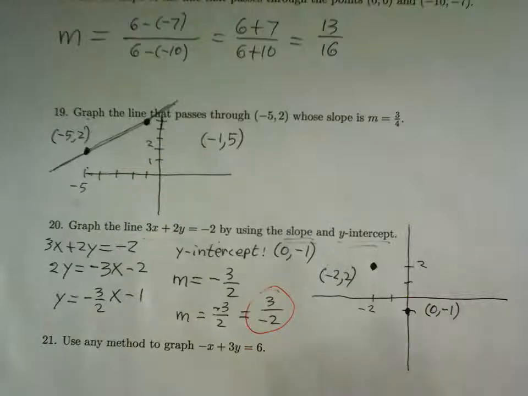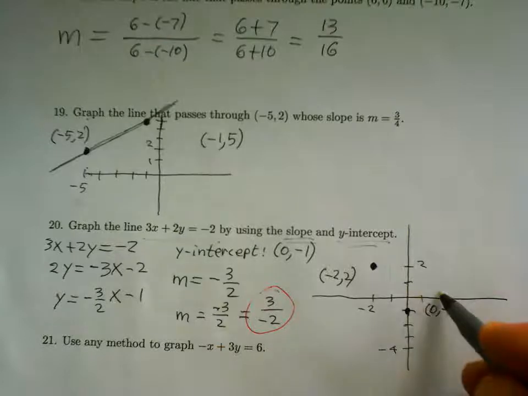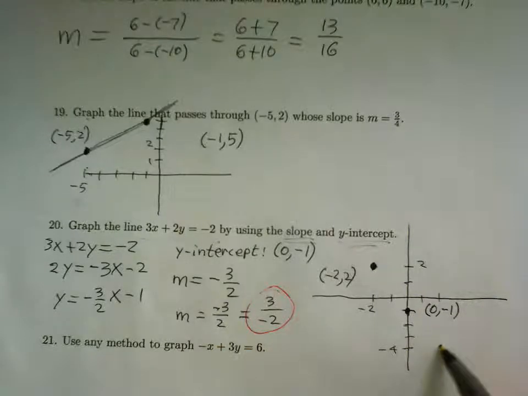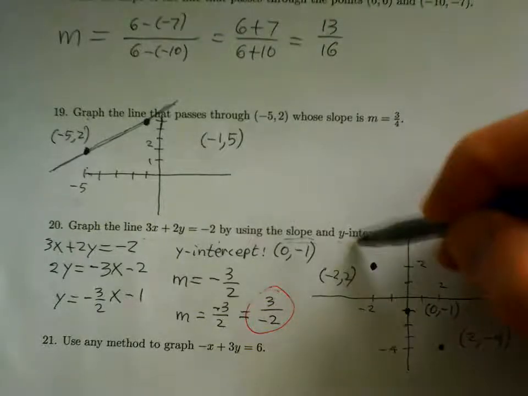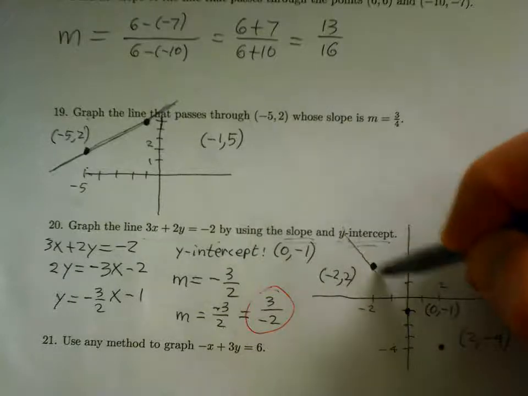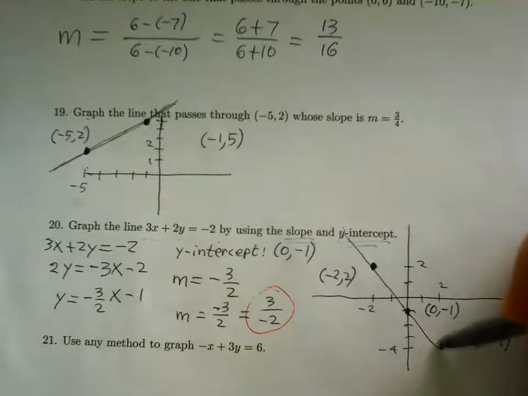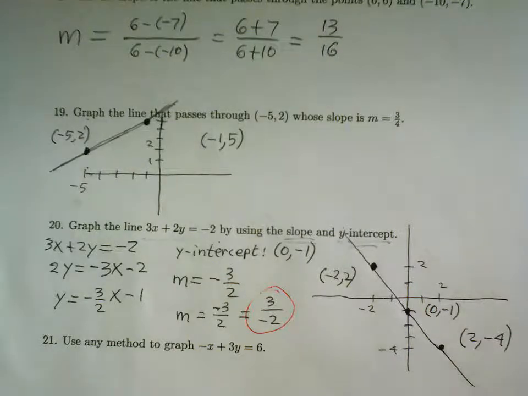You can use the other slope if you prefer, negative 3 over positive 2 from this point. A rise of negative 3 means move down 3 units. So here we're at negative 4. And a run of 2 units means move to the right 2 units. So this ordered pair is 2, negative 4. Okay, you don't have to do both. I'm just showing that you have those two options. They should all be on the same line.